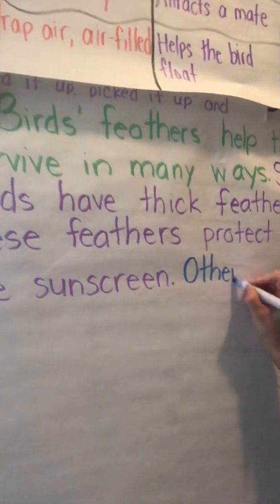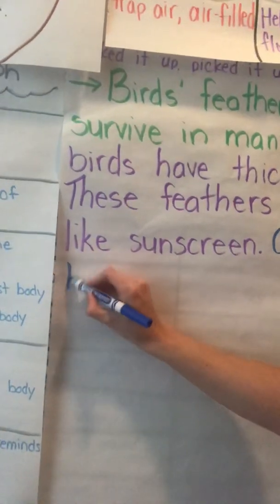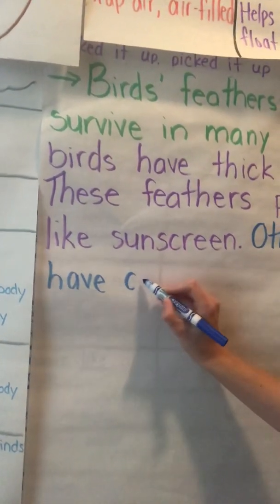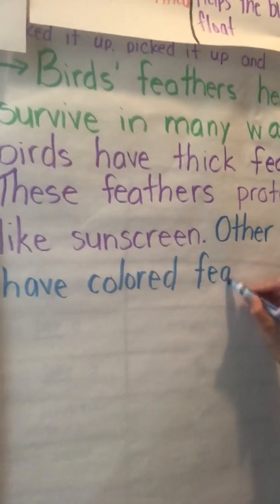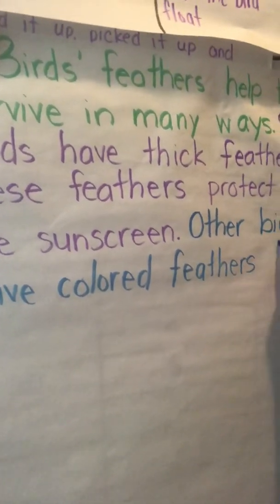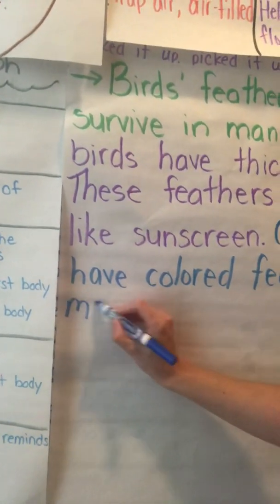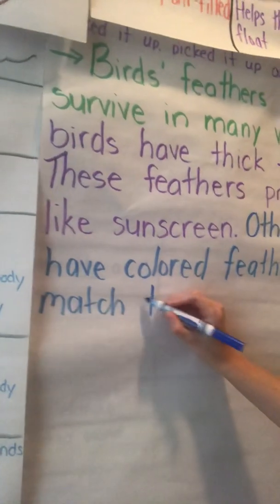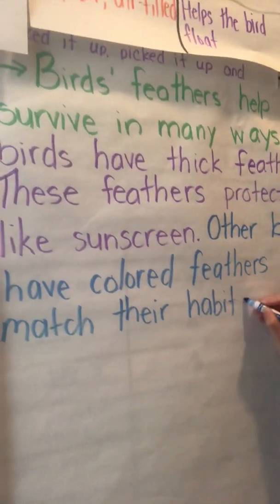Other birds have colored feathers that match their what? What does it say? It matches their what? Habitat. Again, that's where they live. Feathers that match their habitat. So we described what the next feather is that we're going to be talking about.